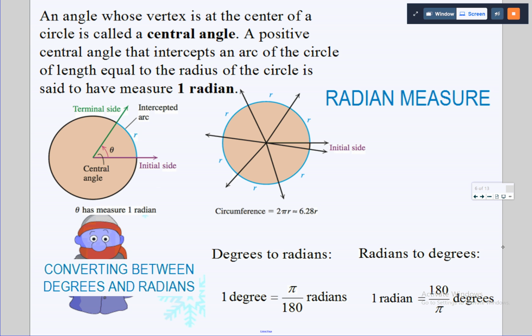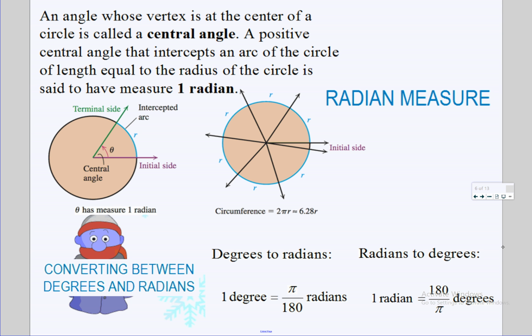All right, so yesterday we talked about degrees, and now we're going to talk a little bit about radian measure. We use radian measure quite a bit in this class, sometimes more than degrees, and you're going to see why, because it fits our circles a little bit better when we get to our unit circle in a little bit. So what is a radian?